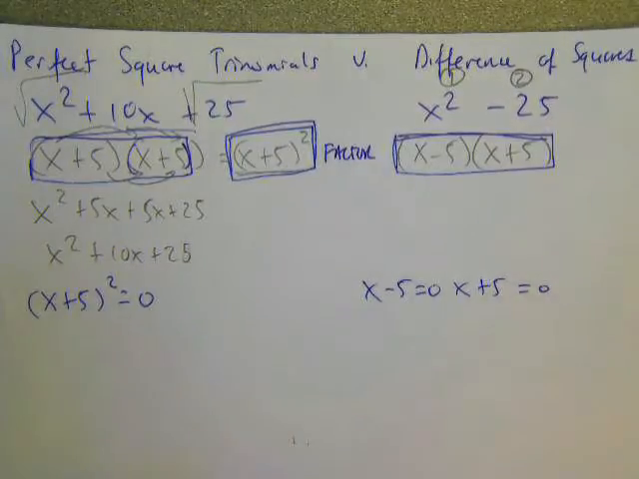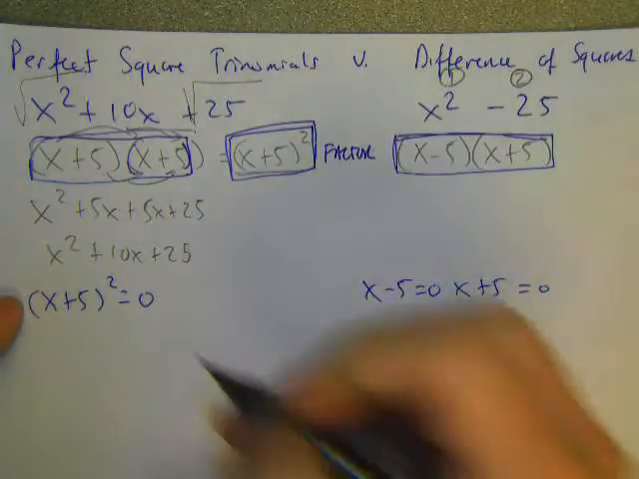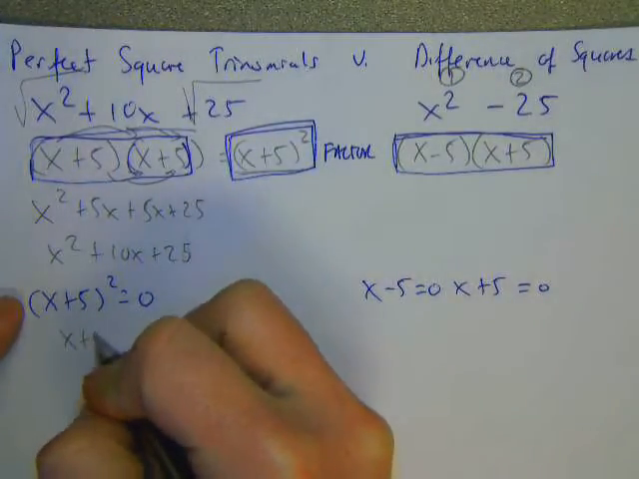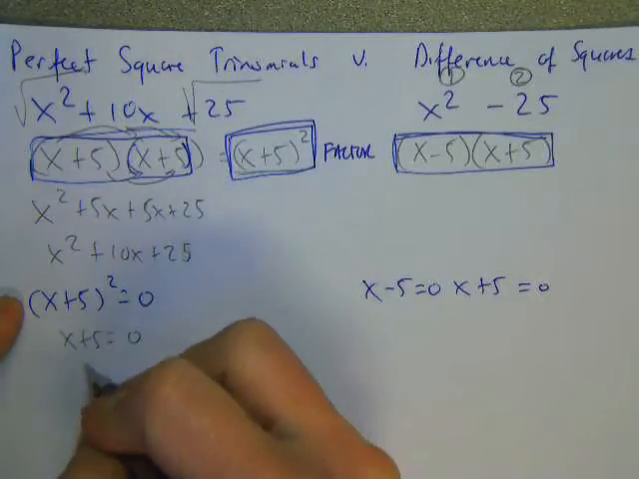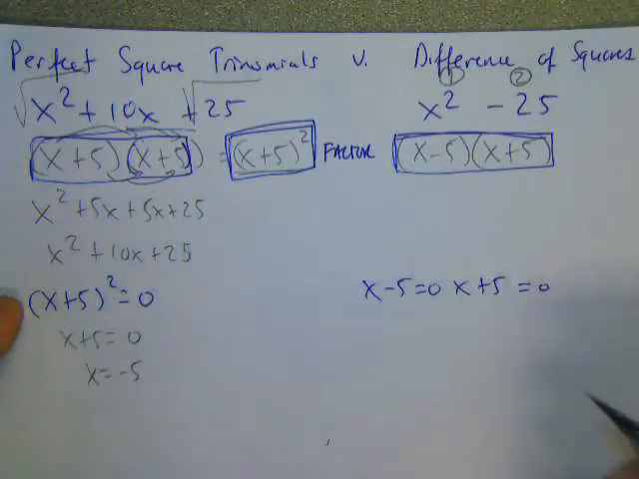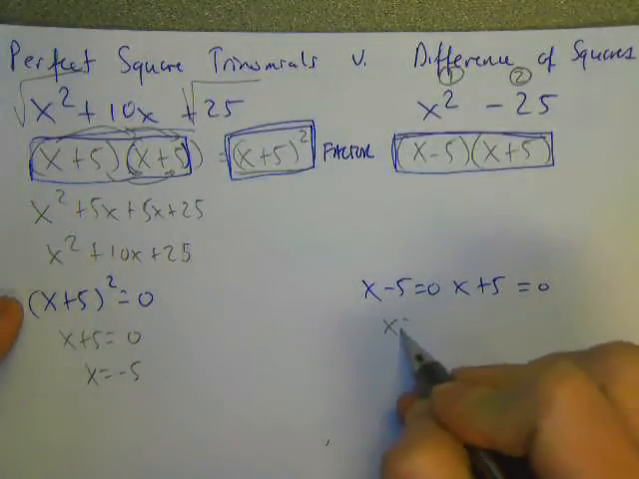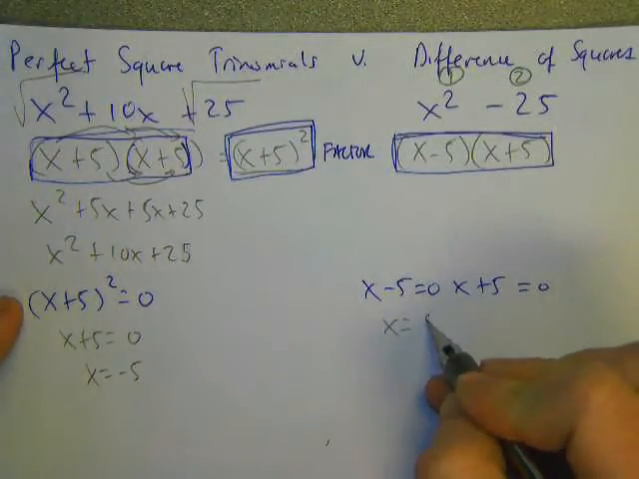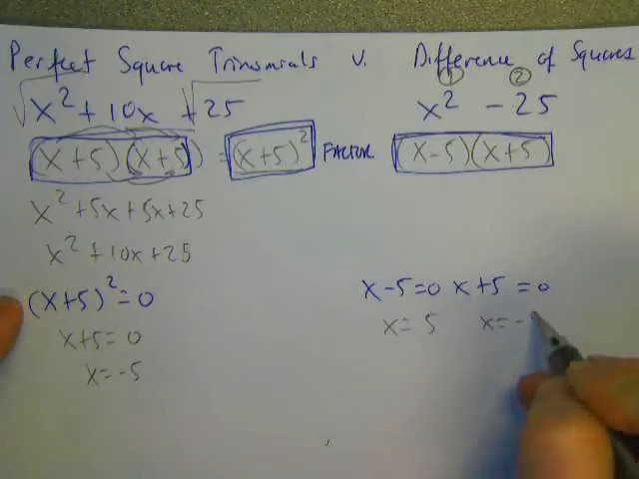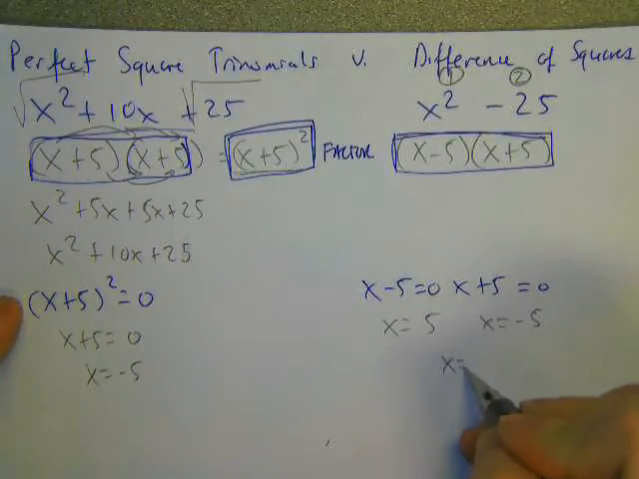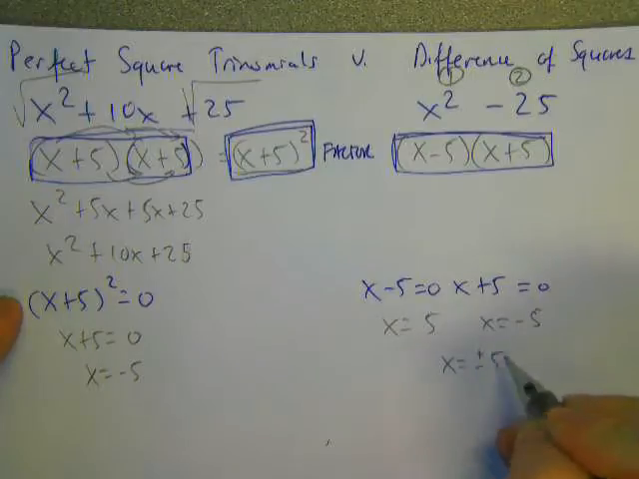And solve from there using algebra. I'd take the square root here and get x plus 5 equals 0. I would subtract 5, and I would get x is negative 5. I would add 5 here and subtract 5 here and get x is negative 5. You can also write it as this, x is positive or negative 5.